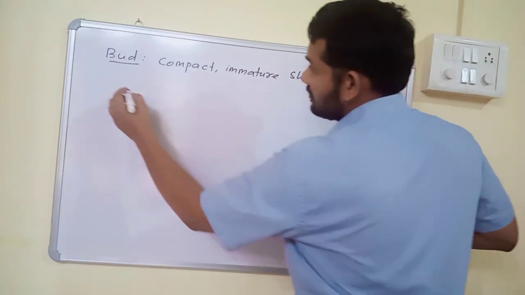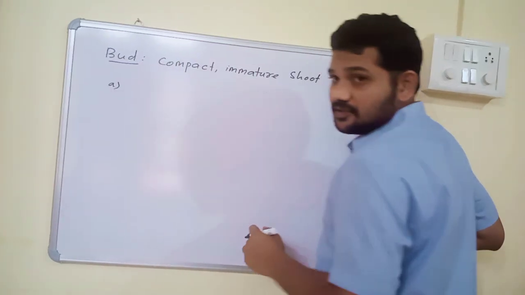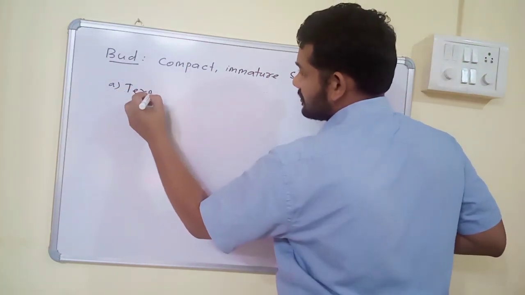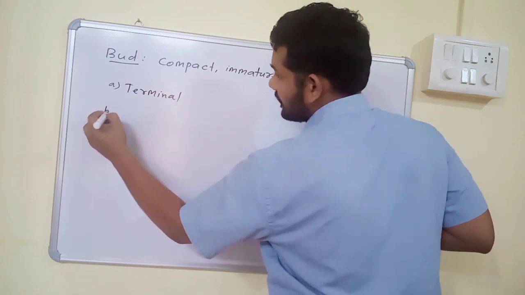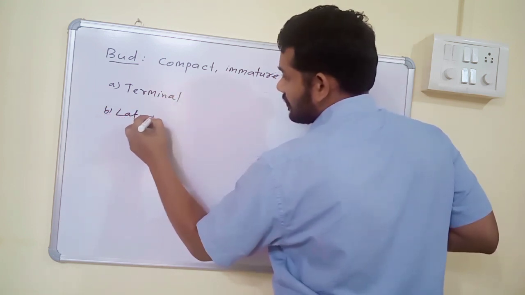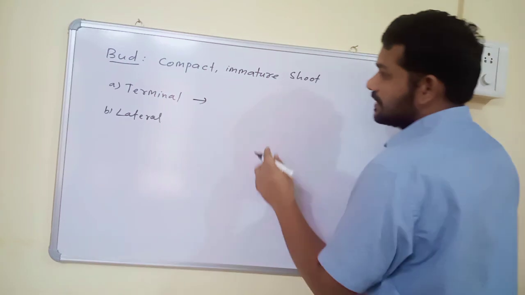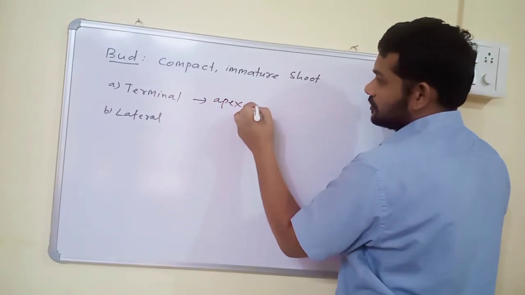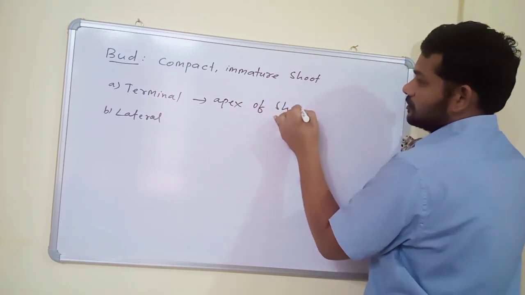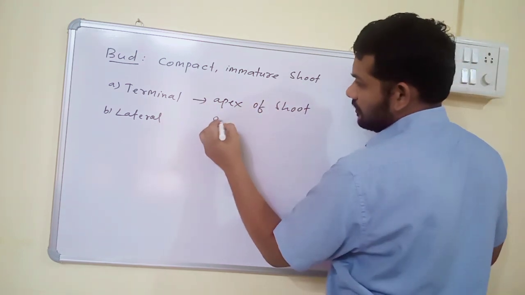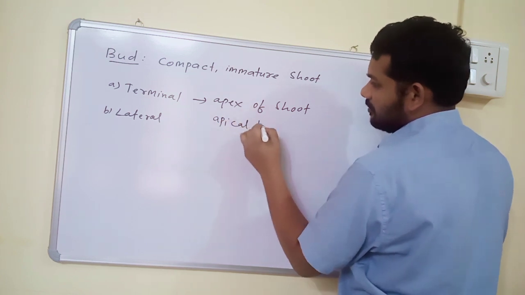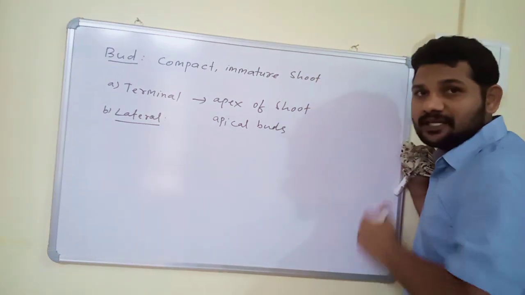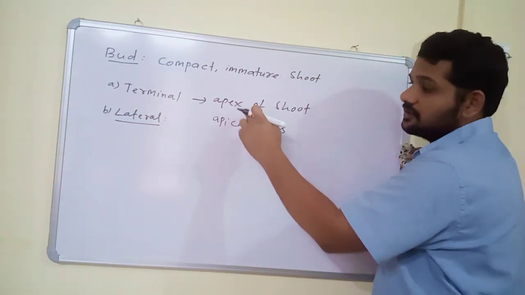On the basis of their position, buds are of two types: terminal buds and lateral buds. Terminal buds are usually located at the apex or tip of the shoot, so terminal buds are also called apical buds. The second type is lateral buds. Lateral buds are present on any part of the plant other than the apex or tip of the shoot.